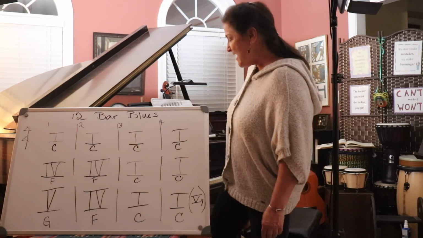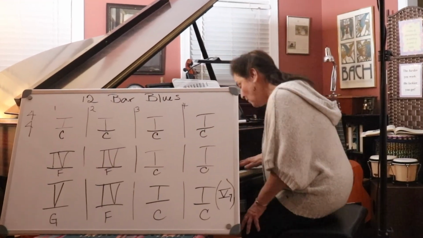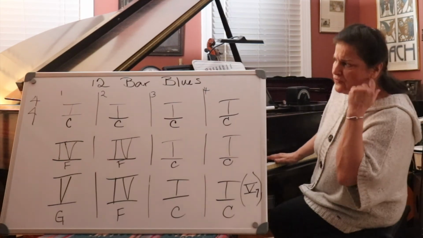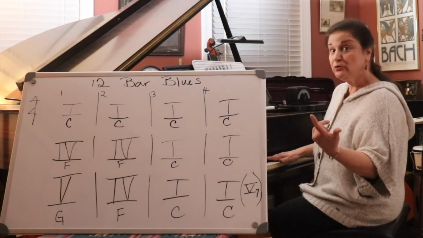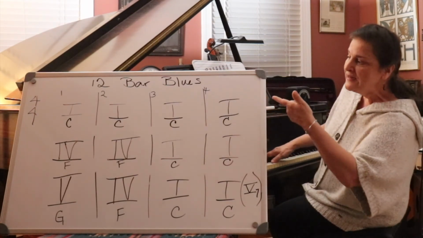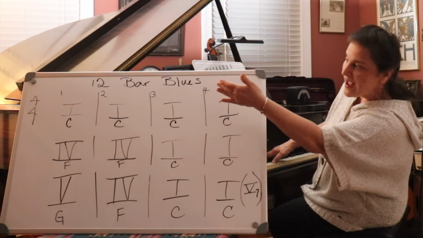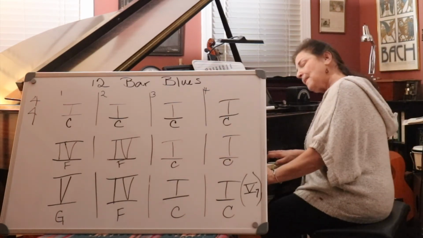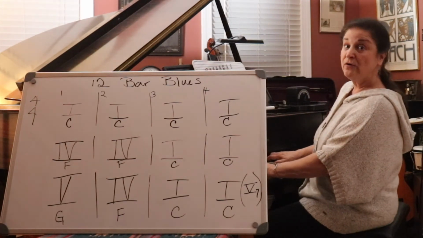So, I'm going to count out 1, 2, 3, 4. The first line I'll call it 1, 2, 3, 4, 2, 2, 3, 4, 3, 2, 3, 4, 4, 2, 3, 4. So you can keep track along with me and what you're hearing. Okay, I'll give a count off.